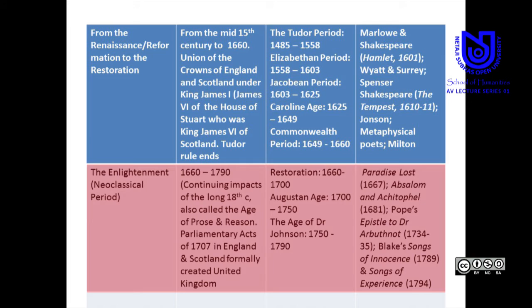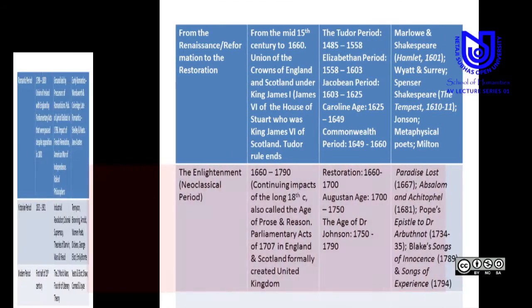Now interestingly, as we approach the end of the Neoclassical period, we also notice the beginnings of Romantic tendencies in the form of the precursors of Romantic poetry. The significant poet among them that is there in your syllabus being William Blake, whose Songs of Innocence date to 1789 and Songs of Experience to 1794.